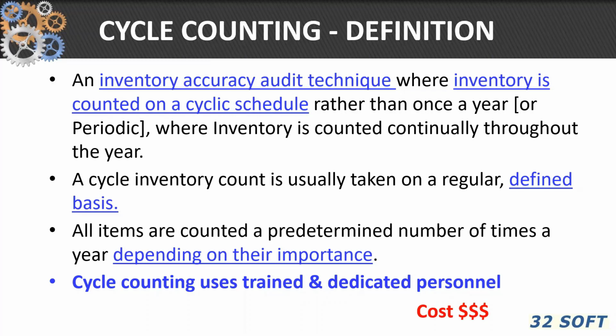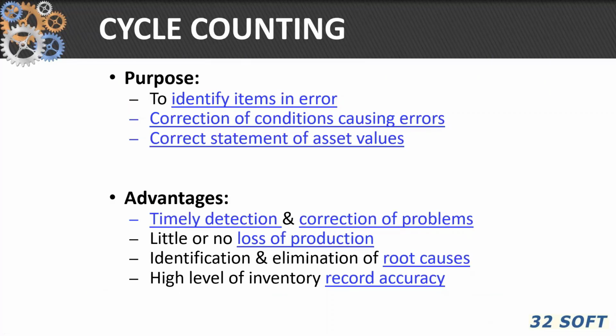One of the things that just annoys the living daylights out of me is when there's a cutback, one of the first things that management does is they cut the cycle count program. That's the last thing you want to cut back on, that cycle count process, because it's going to buy you lots of good benefits.